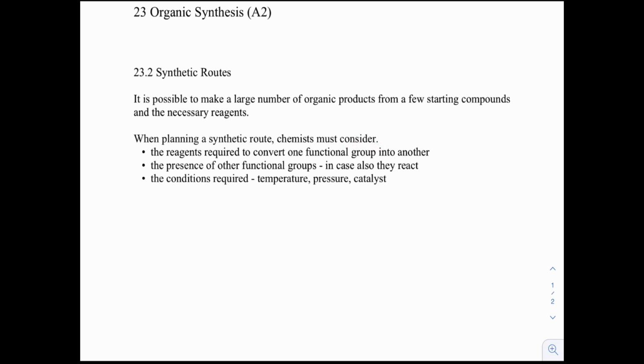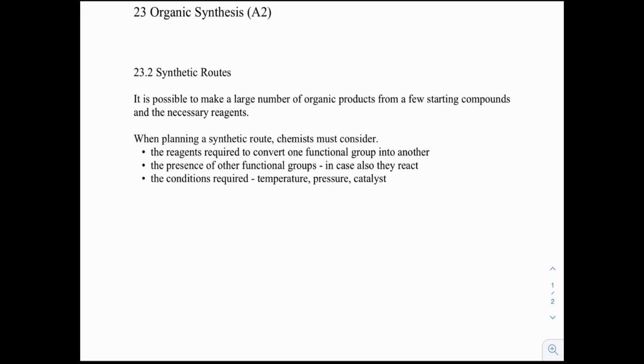The first one is the reagents required to convert one functional group into another. So therefore, it is very important for you to get familiar with every functional group and the reagents and conditions needed. Number 2 is the presence of other functional groups in case they also react. And the third one is the conditions required: the temperature needed, the pressure, and also the catalyst. So you have to be very familiar with all the organic reactions in both AS level and A2 level.